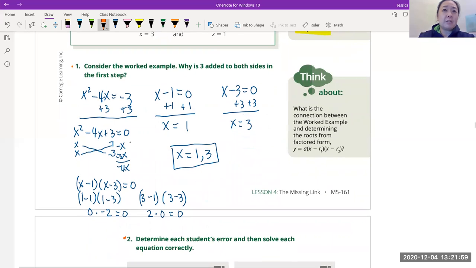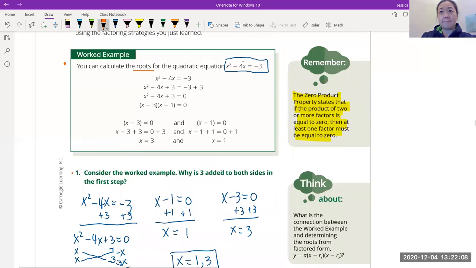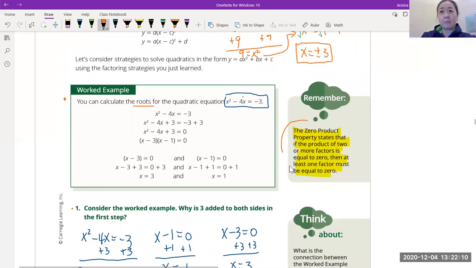And if you notice right here, the big takeaway is that it's equal to 0. This is where the zero product property comes in. You see this right here, zero product property. I would highlight that, which states that if the product of 2 or more factors is equal to 0, then at least one factor must be equal to 0, right?